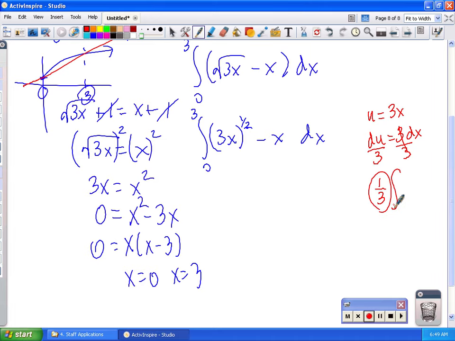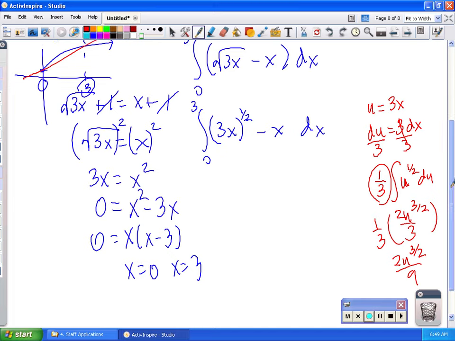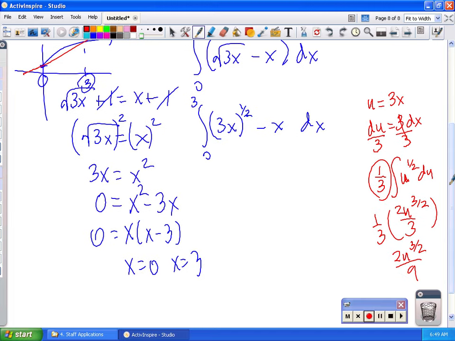The integral of u to the 1/2 power du, which is u to the 3/2 power times 2/3 times the 1/3, which gives me 2u to the 3/2 over 9. Okay? So when I resubstitute that back, I'm going to replace the u. Remember, u was equal to 3x, so I get 2 times 3x to the 3/2 power over 9 minus x squared over 2. That's just simple integration from 0 to 3.